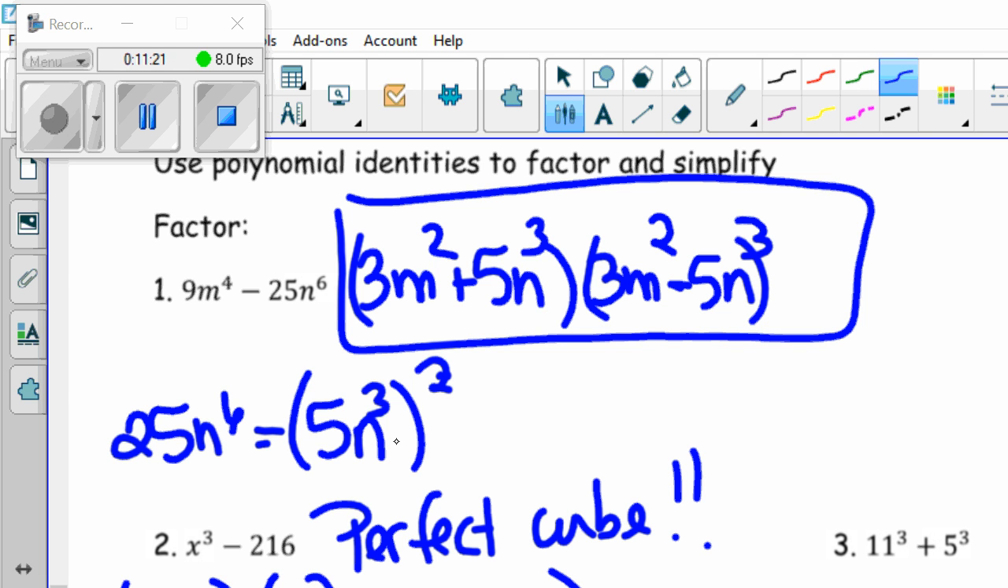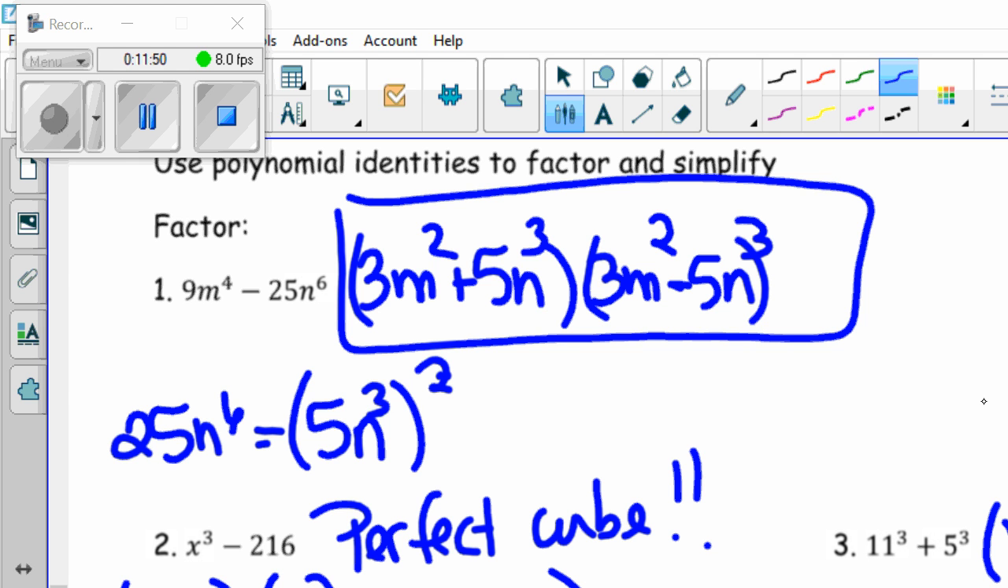Now we're going to take 11 cubed plus 5 cubed. Again, I have this time a sum of cubes. So it says take the cube root of the first one, 11, plus the cube root of the second one, 5, times the first one squared, 11 squared, change my sign, multiply the two together, 5 times 11, plus the last one squared, 5 squared. Now I can work this out.